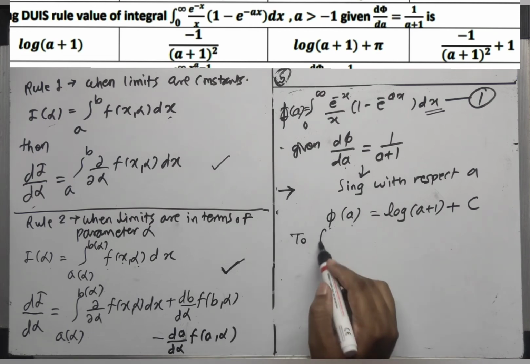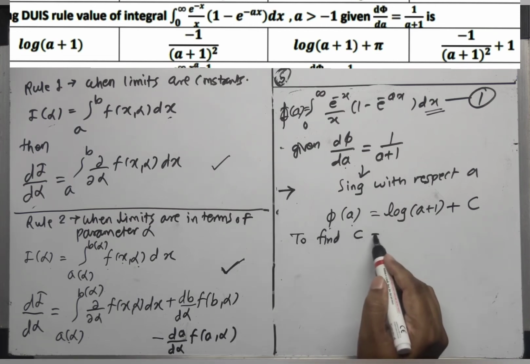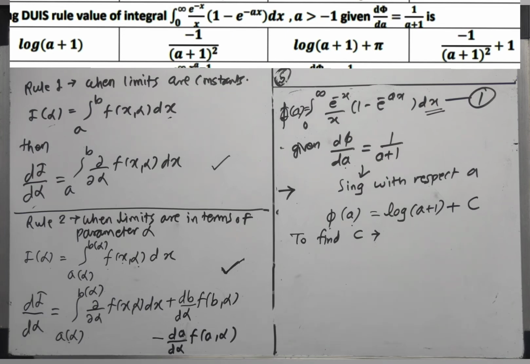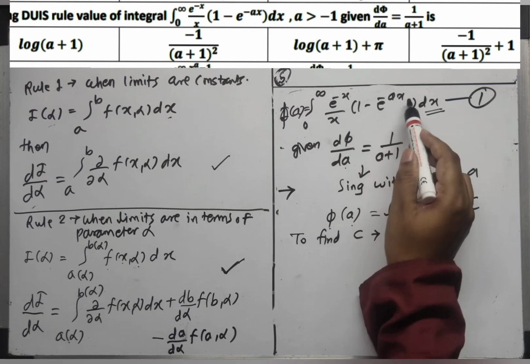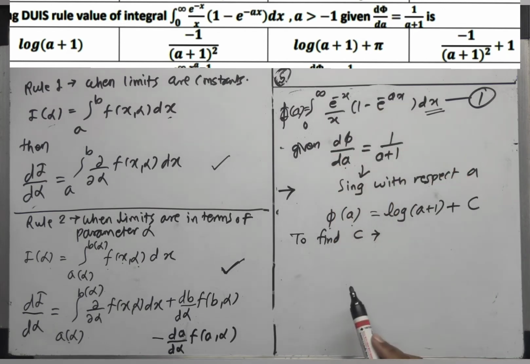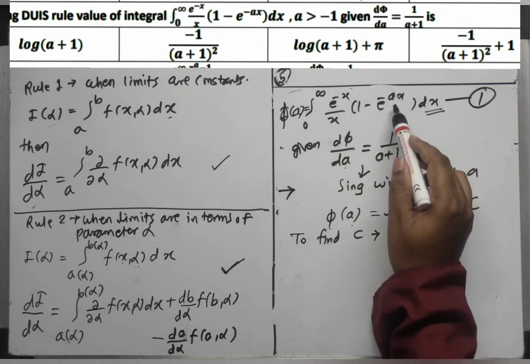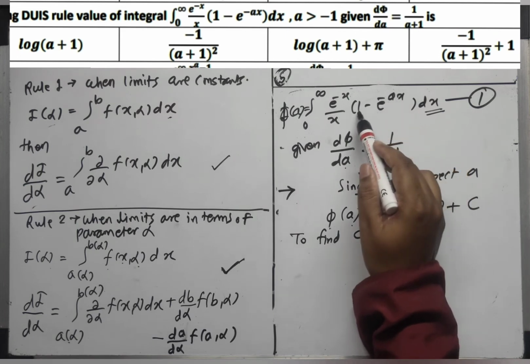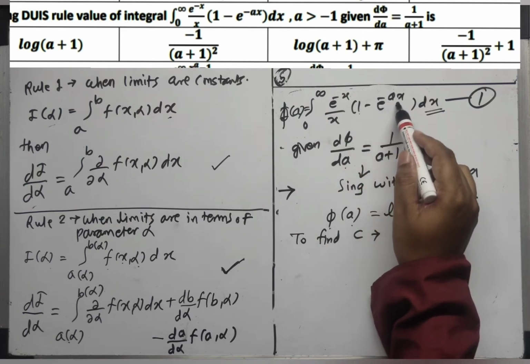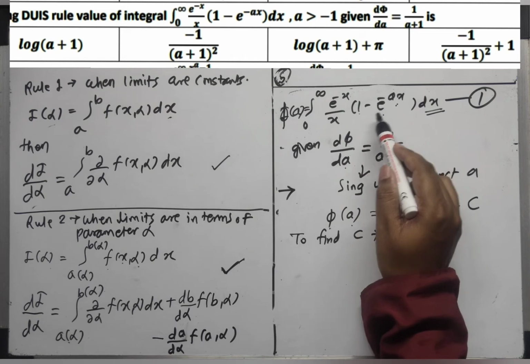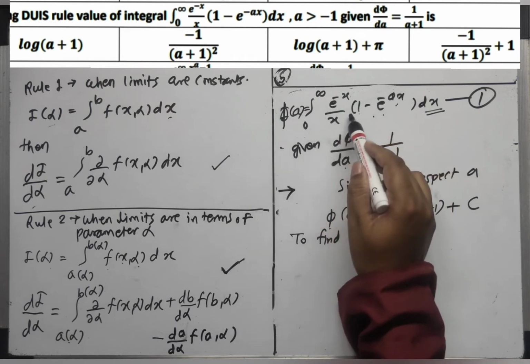Now how to find that c? To find that c, you have to use some condition on a, so that this integral or this integrand will become 0. If I take a as 0, this will be 1 minus e raised to 0. E raised to 0 is 1. It means 1 minus 1, that is 0. So integration of 0 will be 0.